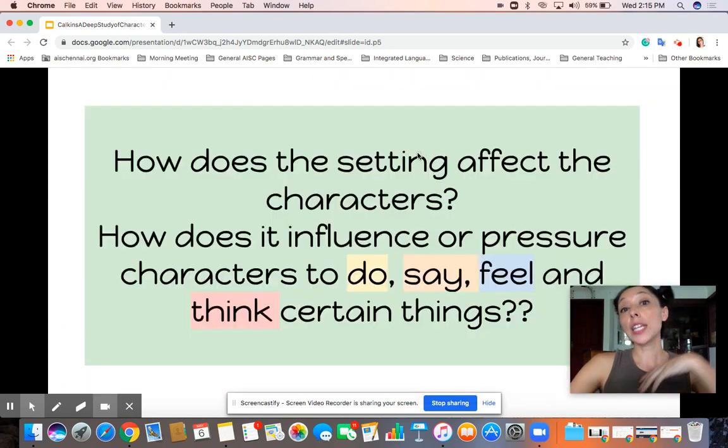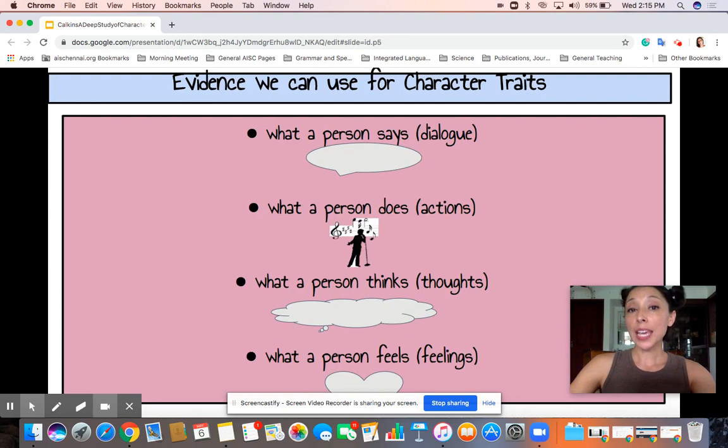Today, we're going to take our thinking about the mood of the setting and the setting in general a little bit deeper. And we're going to start thinking about how does the setting affect the characters? How does it influence or pressure characters to do things, say things, think things, and feel things?